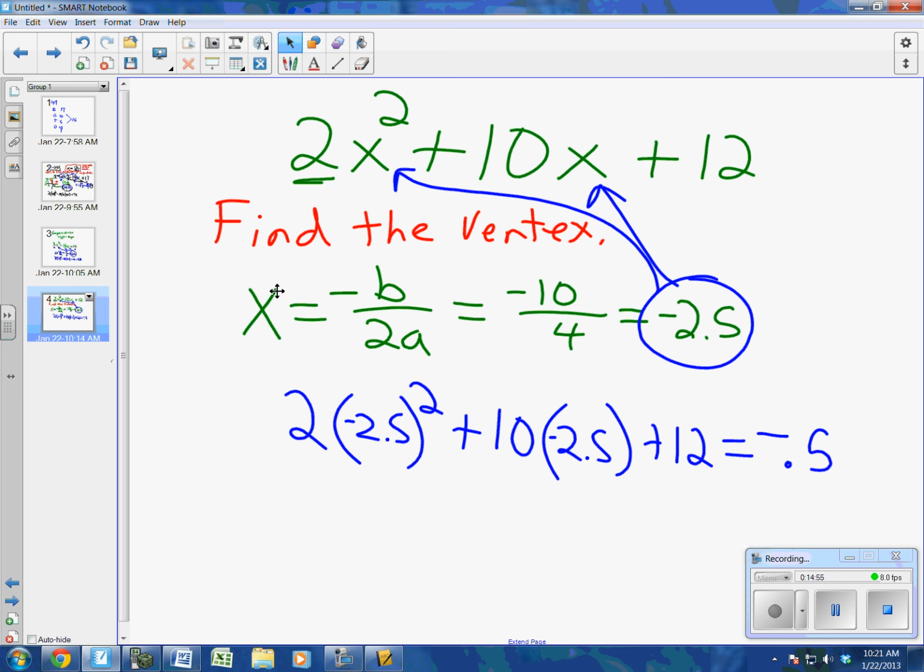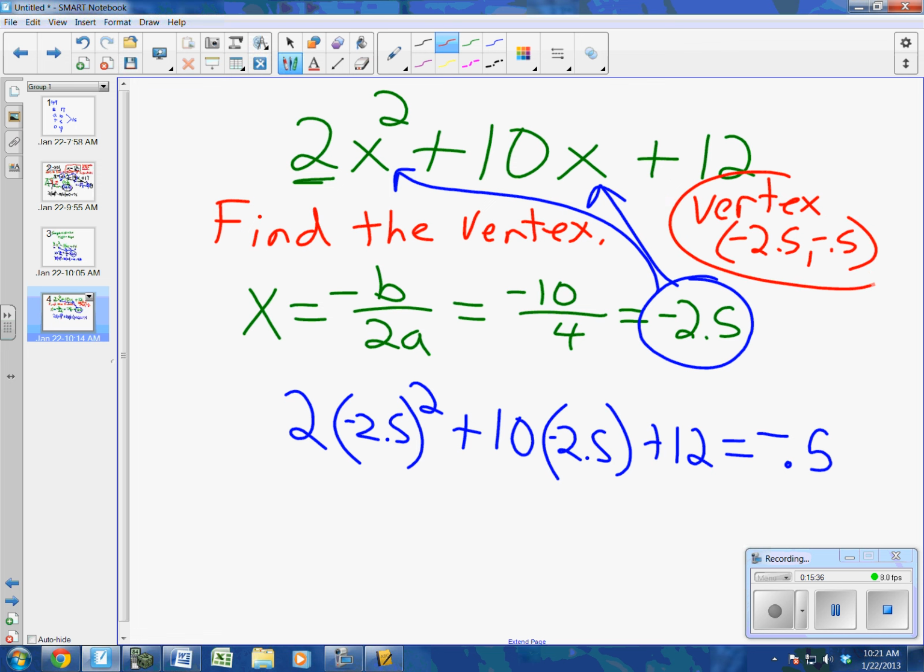So, you guys, let me ask you, where is the vertex of this quadratic equation? Stephanie, where is the vertex of this quadratic? Right here. It's at negative 2.5? Where is it? Where is the vertex? No. What are the coordinates of the vertex? Thank you. Okay, you guys. The vertex is at negative 2.5 comma negative 0.5. That is your answer.